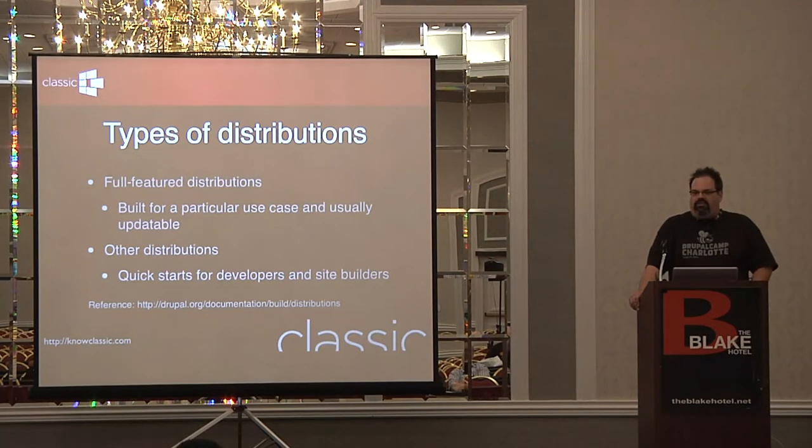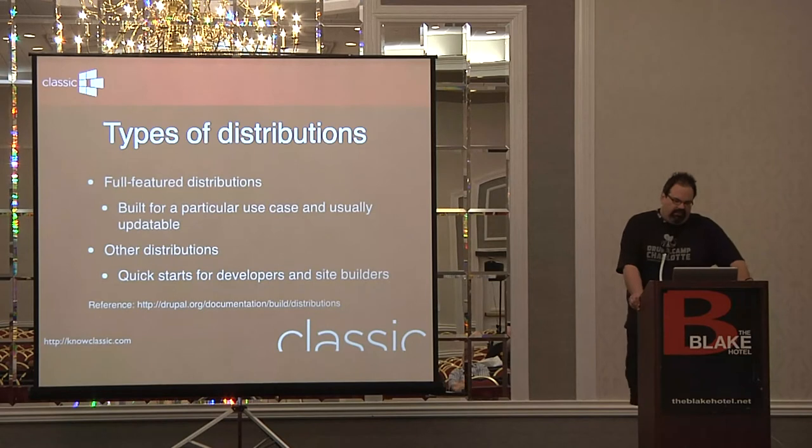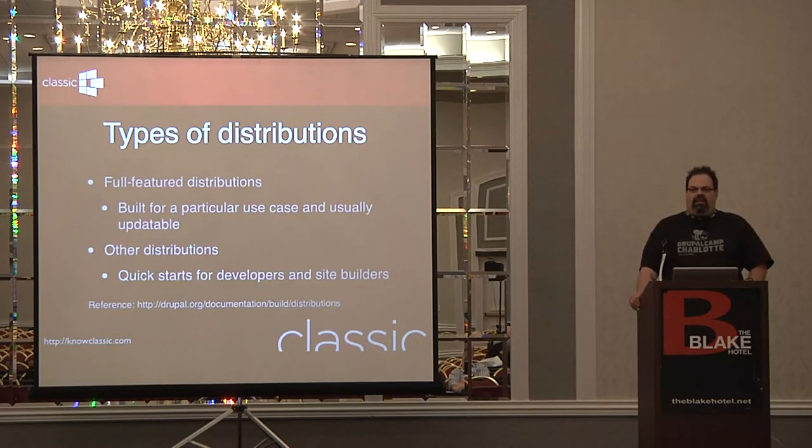The two types of distributions that Drupal.org folks break things down into, the first is a full-feature distribution. How many folks are familiar with Open Atrium? So a good number of folks. Open Atrium, for those that don't know, is a Drupal 6 distribution that has, in the package, everything you need to do Basecamp kind of things. If you're familiar with Basecamp, project management, it has calendars and groups, and it has a case tracker, so you can do support tickets or track software development inside.